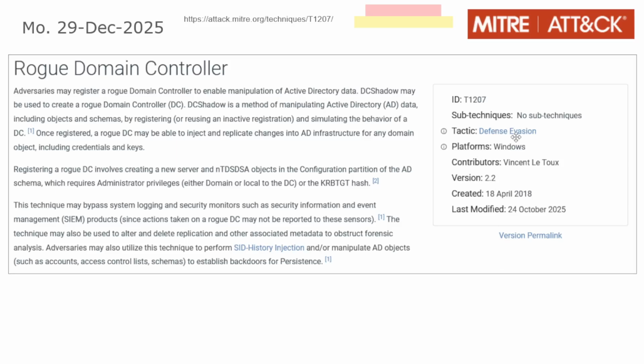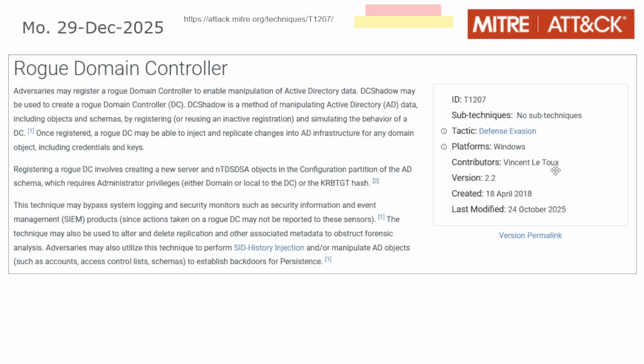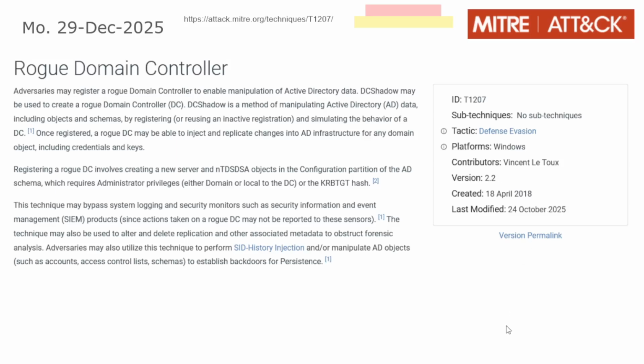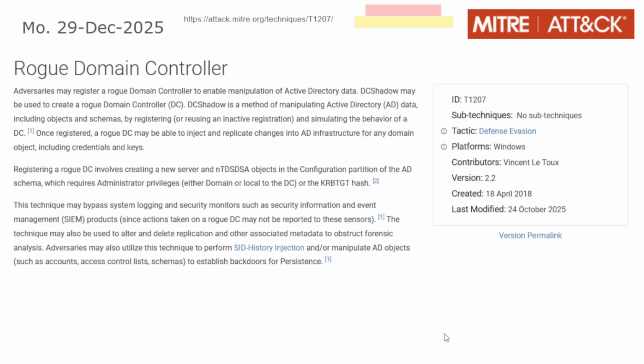Let's see what we have. So defense evasion, it is Windows. The contributor is Vincent Le Tout. So this must be a Canadian, or obviously from France, a Frenchman. It was created fairly early in the Mitre-Attack creation lifetime. So 2017 are the earliest. We have seen some of them this week, in the last techniques that we covered. 2018 is also fairly early.